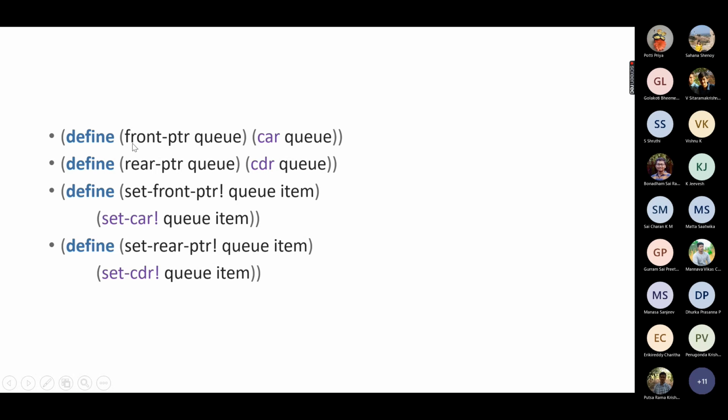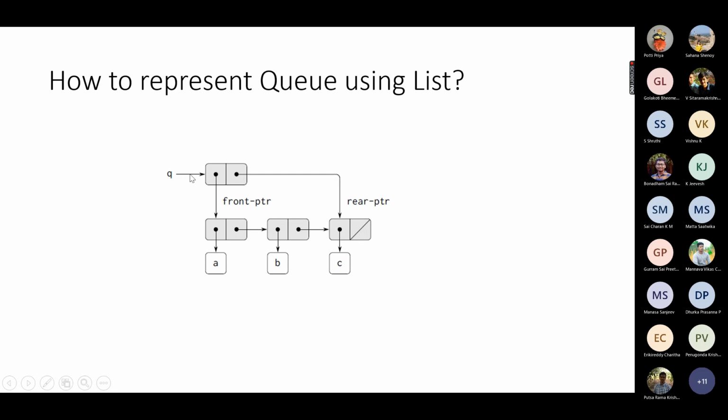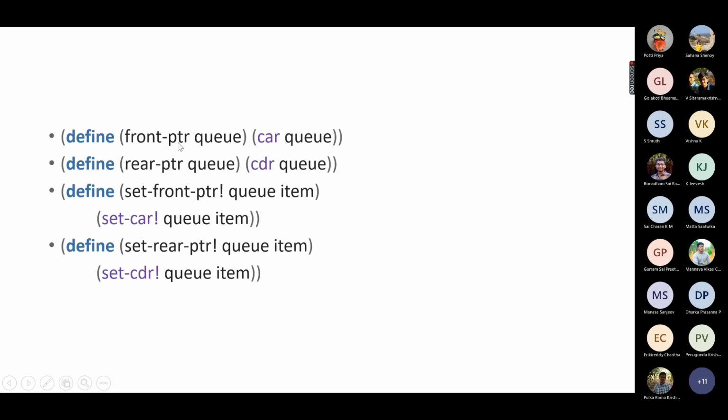Define front pointer, define front pointer of queue. Is it a function? What is the function name? The front pointer is a function which will always return the car of queue. Front pointer of Q is a function which will return the car of Q, whether it is null or pointing to the first element. You just look at it, then we will come back once again in detail. Then there is a procedure rear pointer. Rear pointer of Q always returns the CDR of Q.